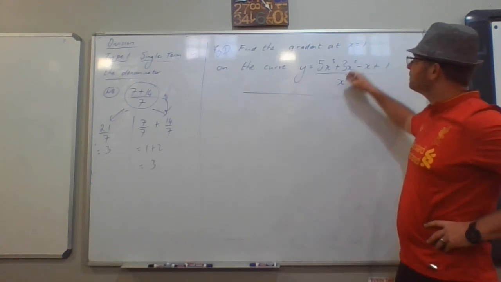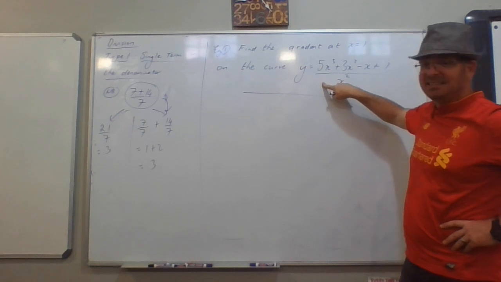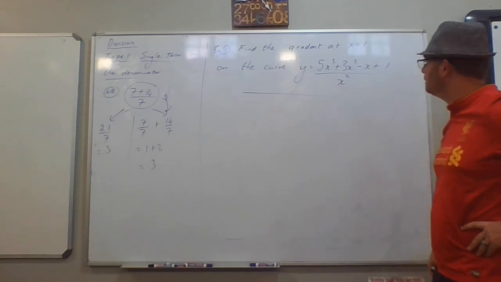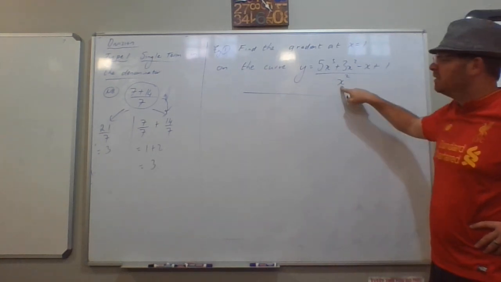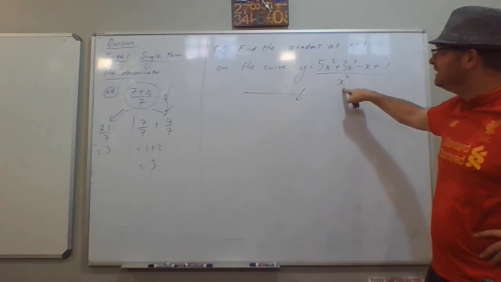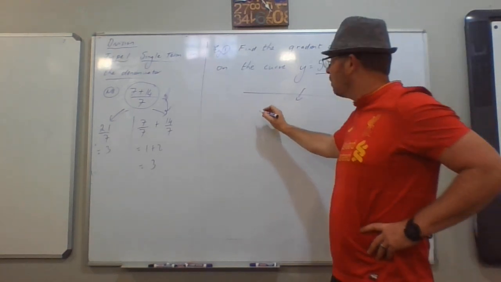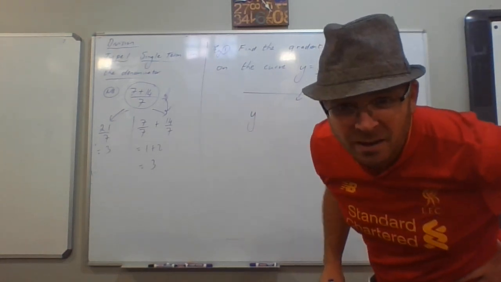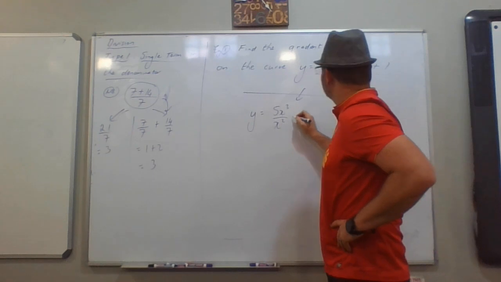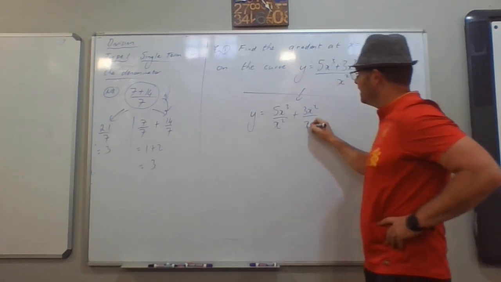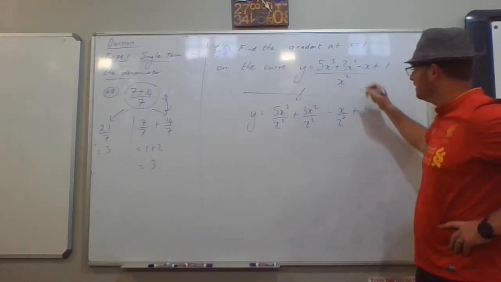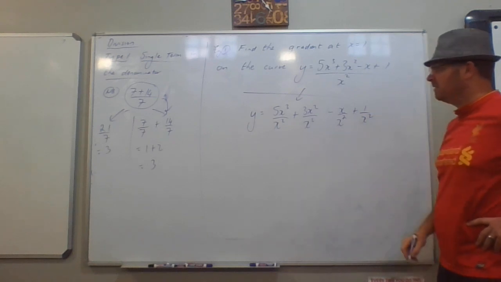Right, next one. Find the gradient at x is equal to 1 on this curve. y is equal to (5x cubed plus 3x squared minus x plus 1) over x squared. Well, I've got a variable in the denominator, so that's a problem. So I first have to get it into differentiable form. It's a single term in the denominator, so what this means is you've got y is equal to 5x cubed over x squared plus 3x squared over x squared minus x over x squared plus 1 over x squared. You can skip out the step if you get used to it. Just be careful, don't cross-cancel though. Remember the elephant.